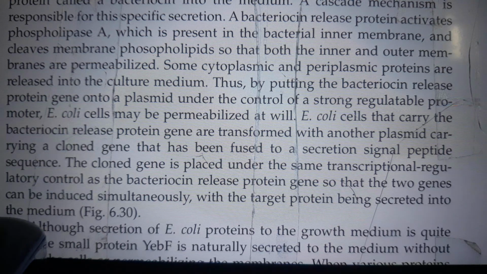E. coli cells that carry the bacteriocin release protein gene are transformed with another plasmid carrying a cloned gene that has been fused to a secretion signal peptide sequence. The cloned gene is placed under the same transcriptional regulatory control as the bacteriocin release protein gene so that the two genes can be induced simultaneously, with the target protein being secreted into the medium.